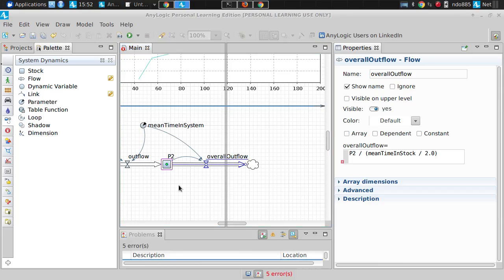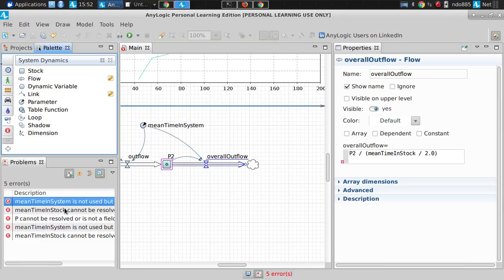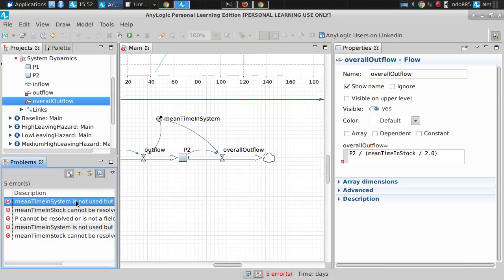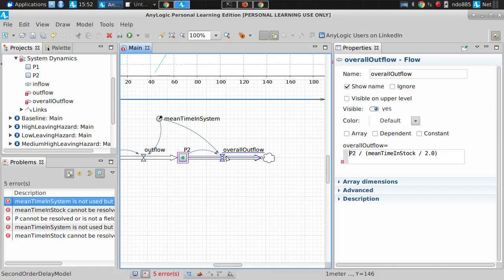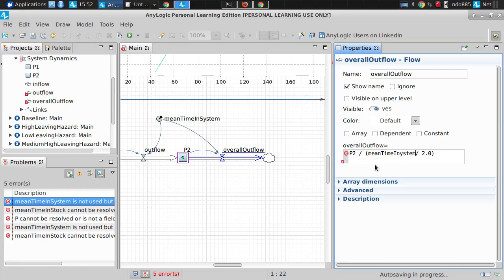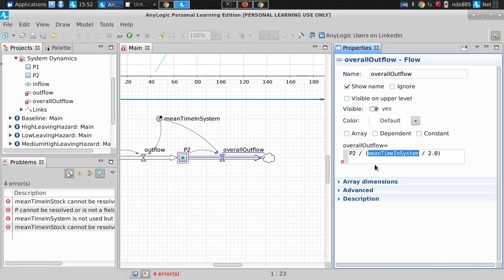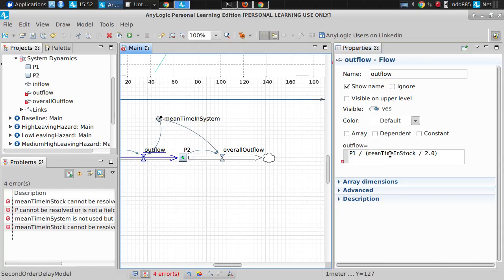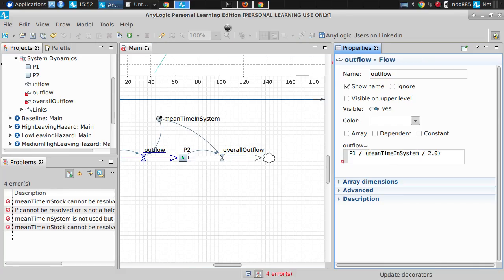I'm going to build the model. And it is a deeply unhappy camper. Okay, so let me go see. It says mean time in system is not used, but is depended on. Oh, okay, yeah. Instead of saying mean time in stock, it should be mean time in system. Sorry. Mean time in system. And the same thing for this guy here. Mean time in system divided by 2.